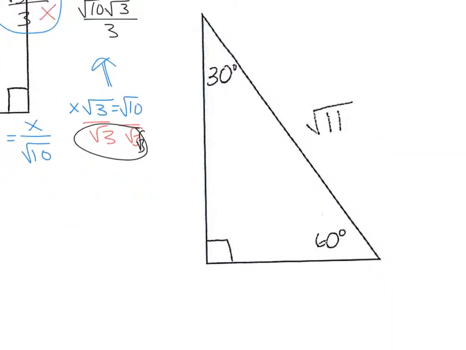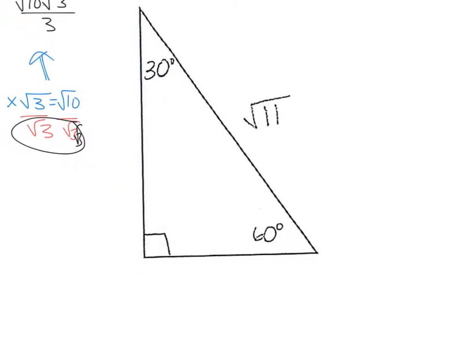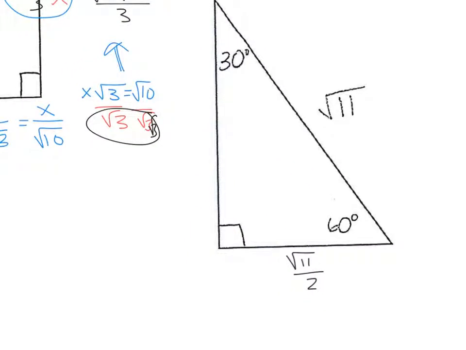So let's do another one right here. So I know this is the short side right here, and this is the hypotenuse. So the short side's always half of this. So I'm going to write the short side as root 11 over 2. The long side is always the short side times the square root of 3. So I'm going to write, this is going to be root 11, root 3 all over 2. So this is root 33 over 2 is my answer.